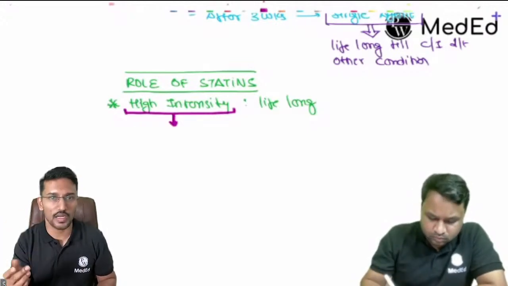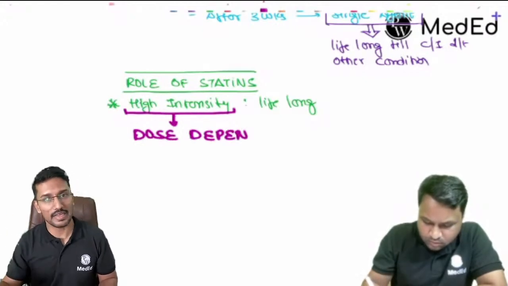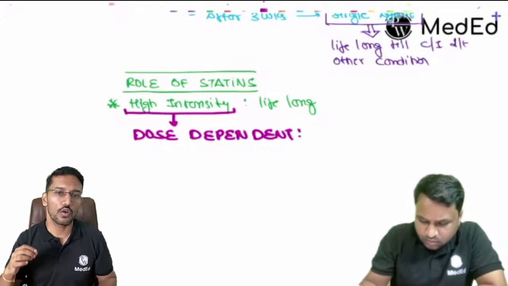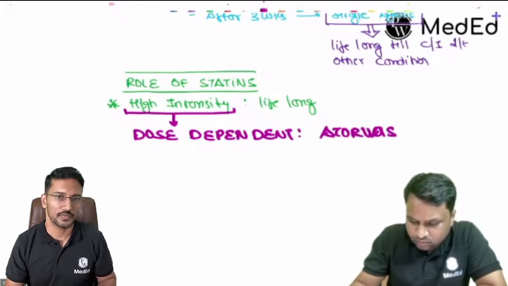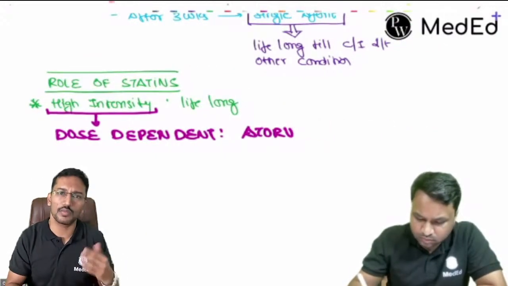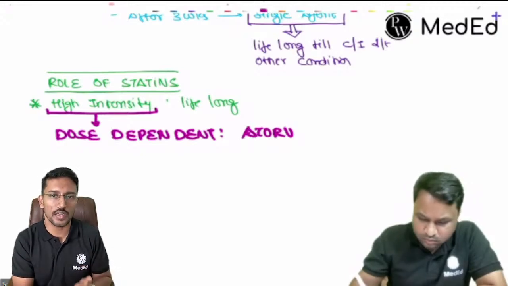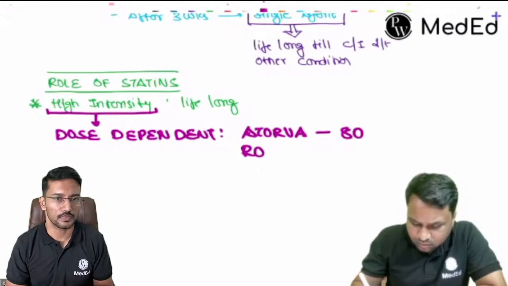For atorvastatin, it is 80 milligrams. 80 milligrams of atorvastatin is high intensity. Similarly, for rosuvastatin, 40 milligrams of rosuvastatin is high intensity. If you're using lesser doses, it becomes moderate intensity, or further lower doses, it becomes low intensity. So atorvastatin 80 or rosuvastatin 40 milligrams is high intensity.